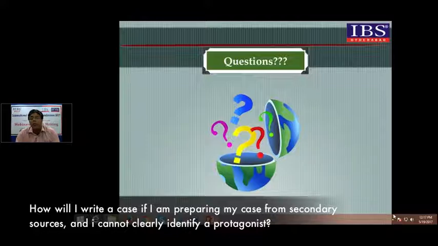And if you are not able to do it also, it's not a great problem, as you are writing this case because you think that your students can learn something from it. So even if you don't have a clearly identified protagonist, you can still write the case, you can highlight the dilemma, you can highlight the issues, and there can be discussion on those which students can learn from. So no problems there as such.